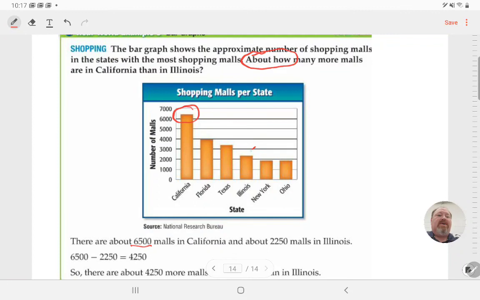Then we look at Illinois, and it's the same thing. We have to predict where it is between 2,000 and 3,000. So we could predict 2,250. You may predict 2,000. Well, the answer is going to be a little bit off, but remember, it's about, it's not exact. In this case, if we want to know the difference, we just have to subtract. And we would get 4,250. So there are about 4,250 more malls in California than in Illinois. So that's how you use bar graphs.